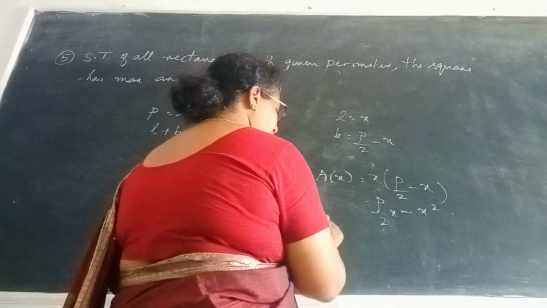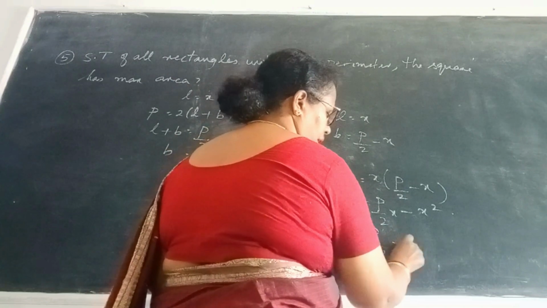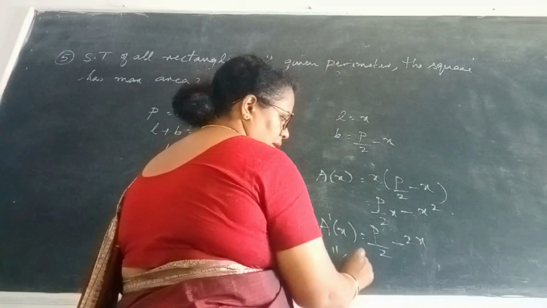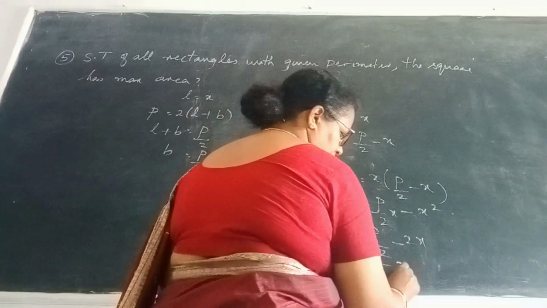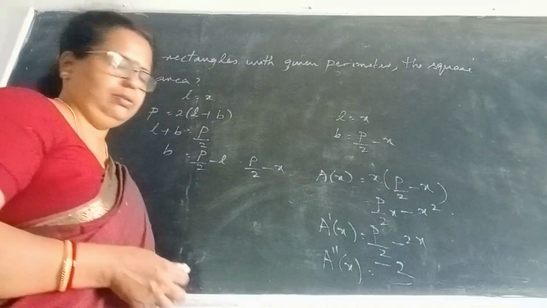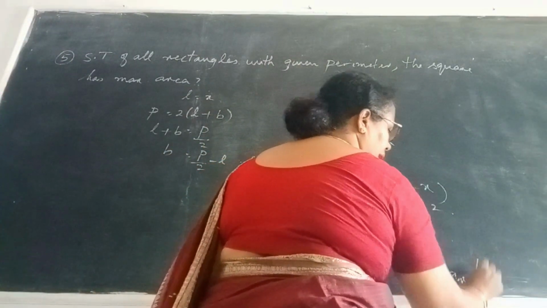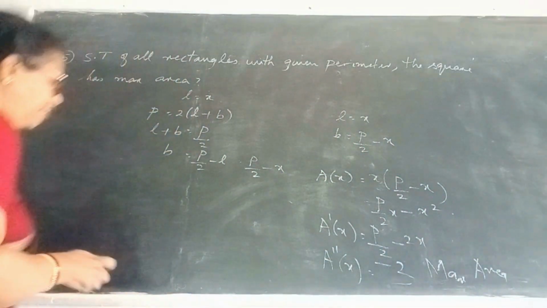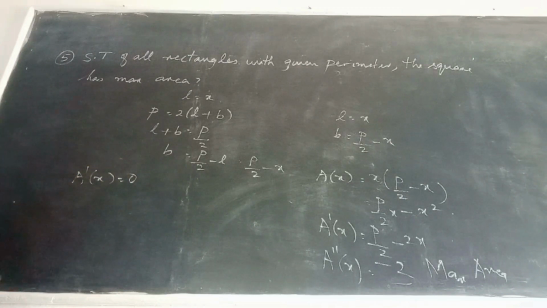So what is A dash X? A dash X is P by 2 minus 2X. What is A double dash of X? P by 2 is a constant, and for negative 2X it is negative 2. So we got negative. Negative means what? Maximum area. Maximum area when A dash X is 0.